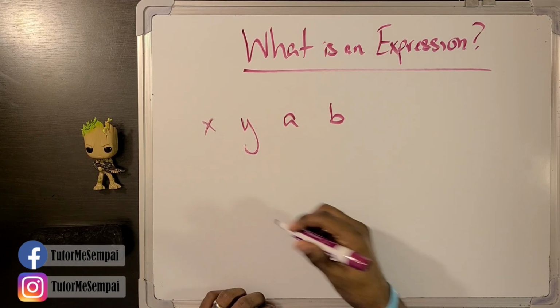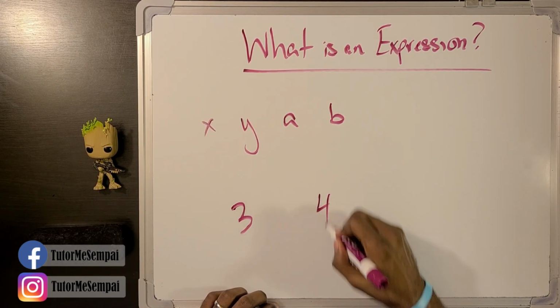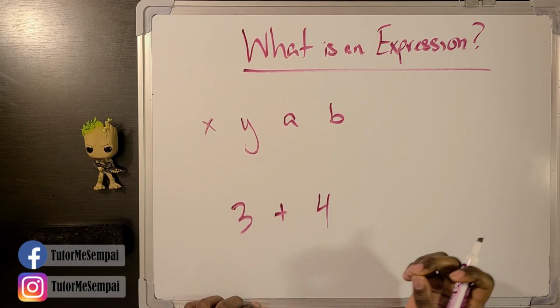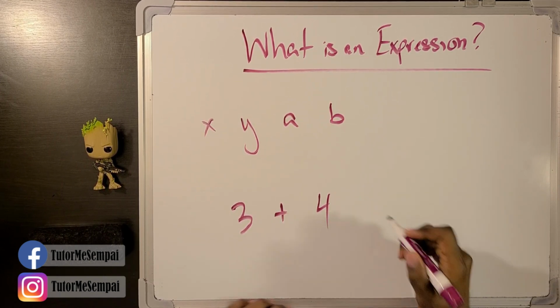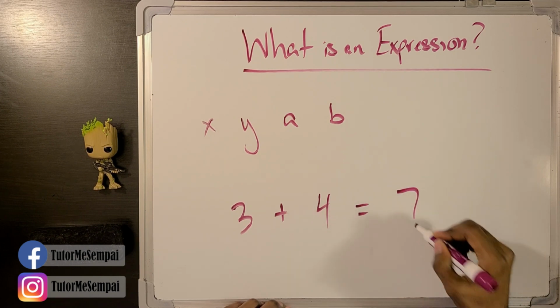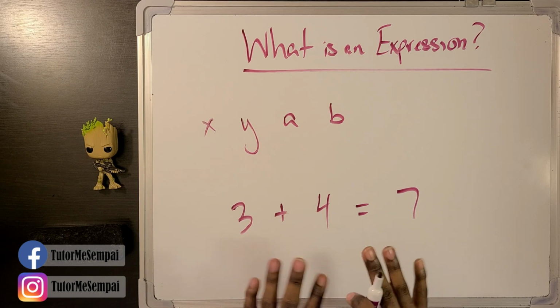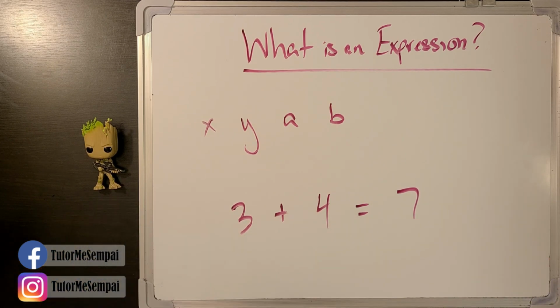So let's use real numbers. Let's say we have 3 and 4, and let's say you want to add them together. This is an expression. Now you can solve this. If you put the equal sign, you'll see that that equals 7. And now you've turned your expression into an equation, but we don't need to go all that far. We're going to simply focus on expressions.